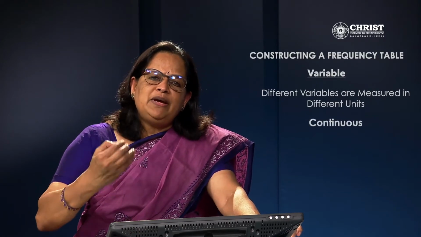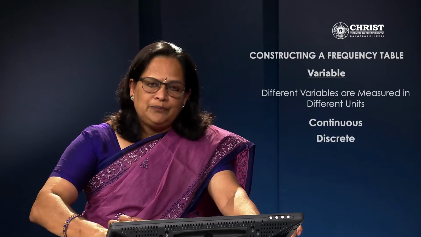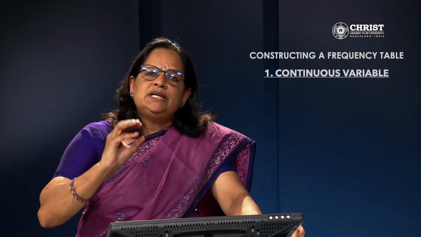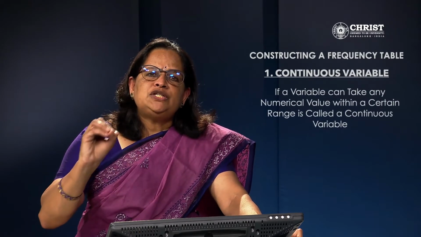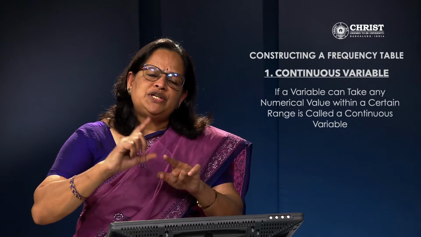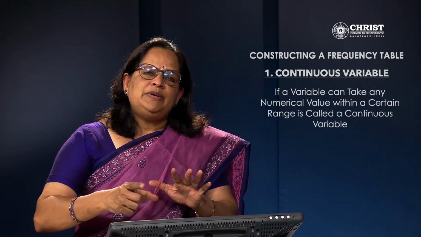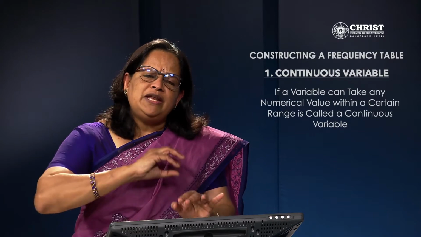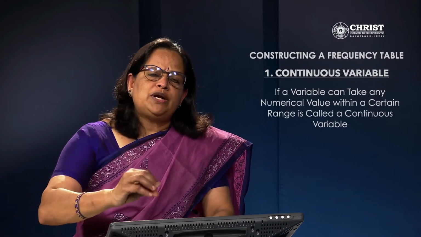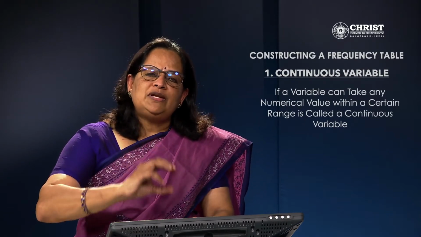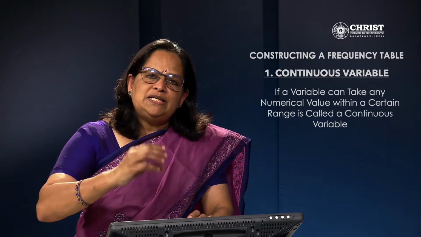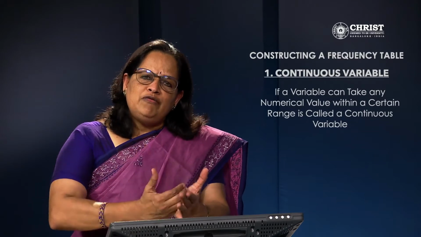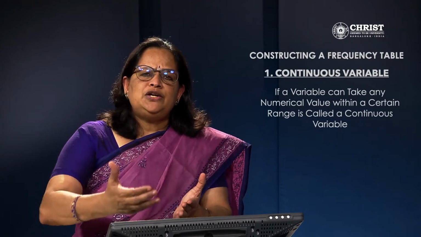The variable can be either continuous or discrete. Now we will learn what a continuous variable is. If a variable can take any numerical value within a certain range, it is called a continuous variable. If you measure the temperature, every day it will be different, 96 to 97, any value can come, 96.1, 96.2, up to 97. That means it's a continuous variable.